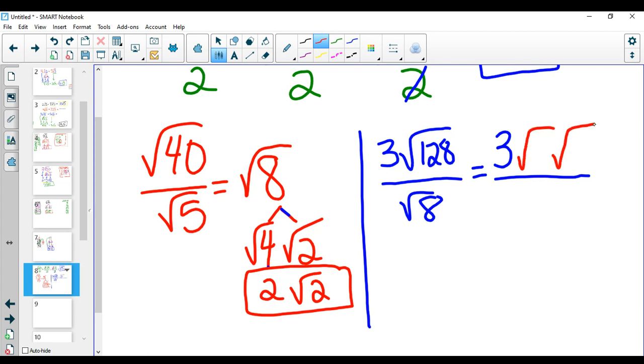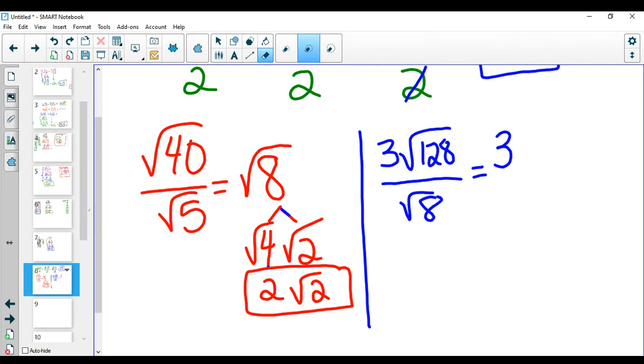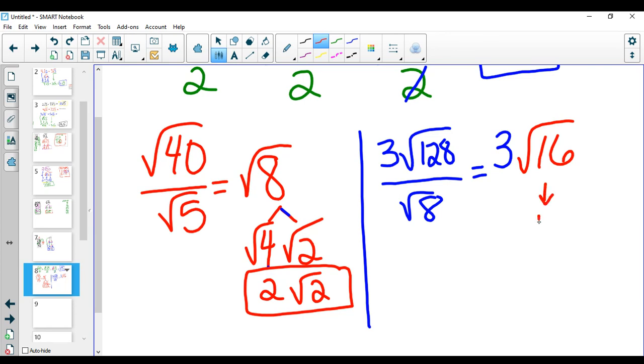So radical 128. Actually, you don't even have to do that. So what we're going to do instead is just divide 128 by 8 and see if you get a whole number. If you get a whole number, you don't have to simplify anything. So you get 16. And what is the square root of 16? If you said 4, that is correct.